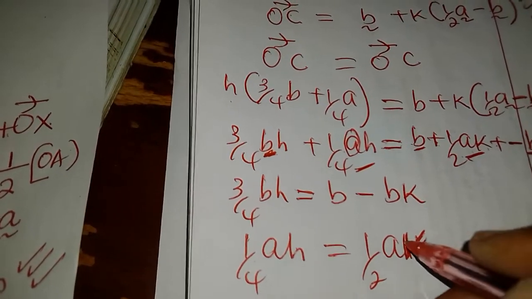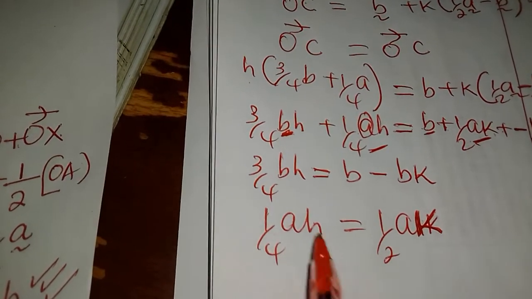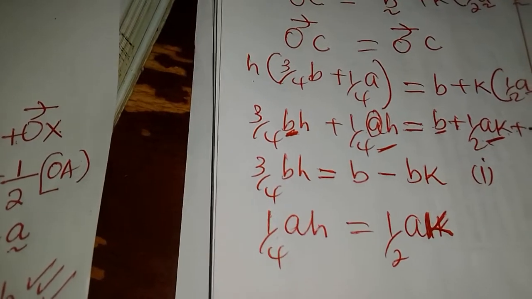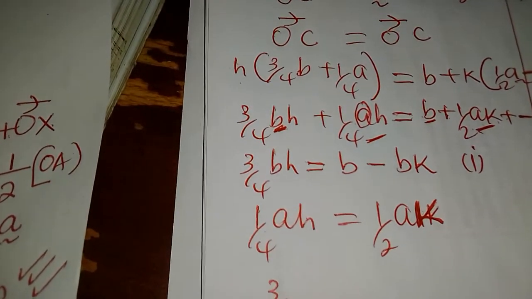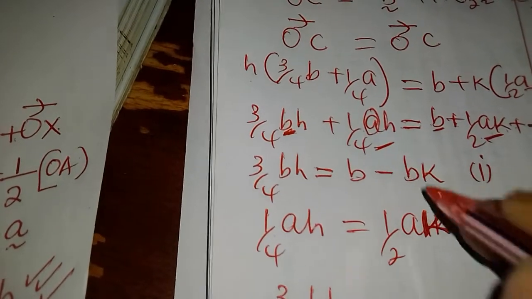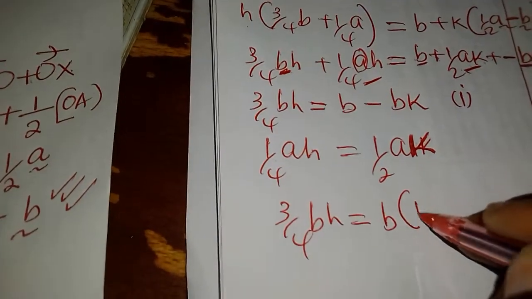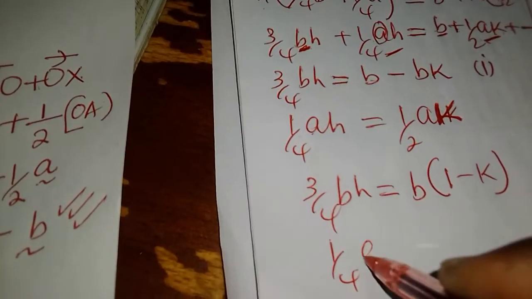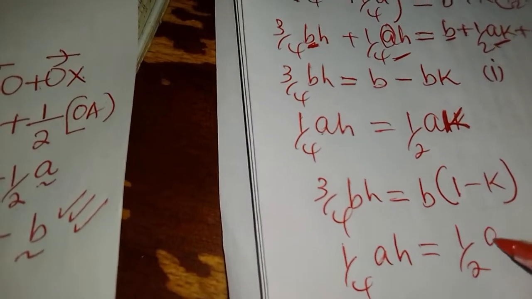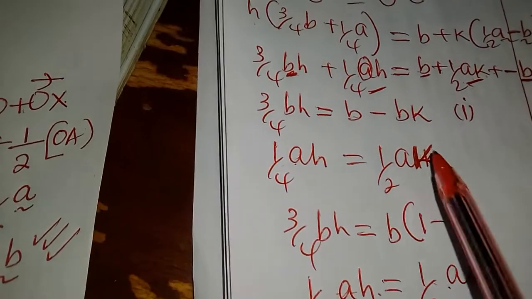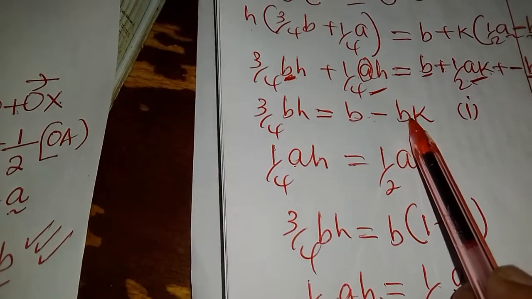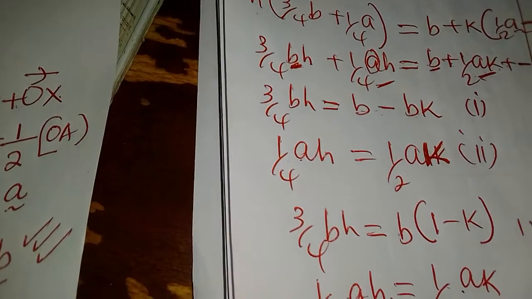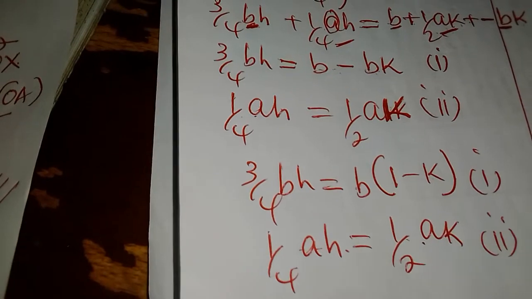Good. Now I should remove the denominators. Before I can even remove the denominators, let me come back to the first equation here. I'm going to say 3 over 4bh is equals to, I can actually factorize b, so I'll say b into 1 minus k. Good. Then a quarter ah is equals to a half ak. Nothing to factorize there, but here it was important for me to factorize out because b is common. So I said b into 1 minus k. You have to move all those two equations one by one, without leaving anything behind.